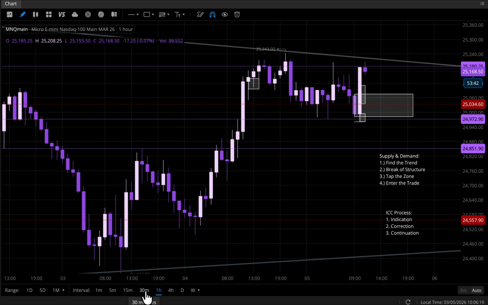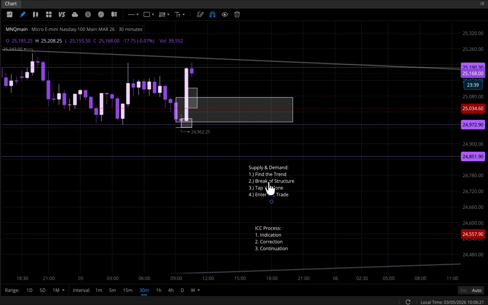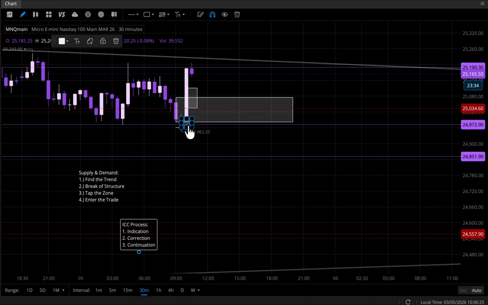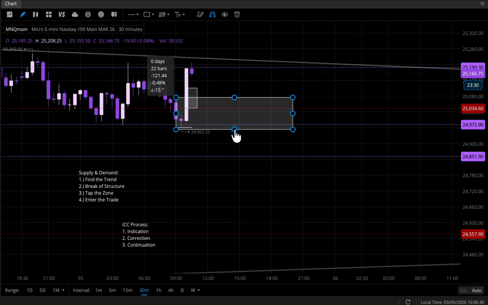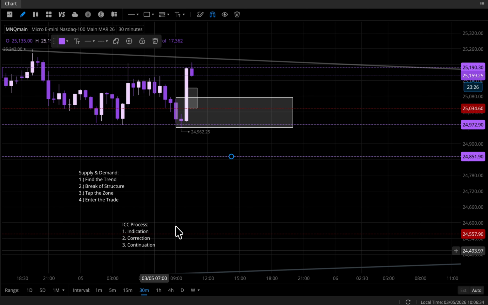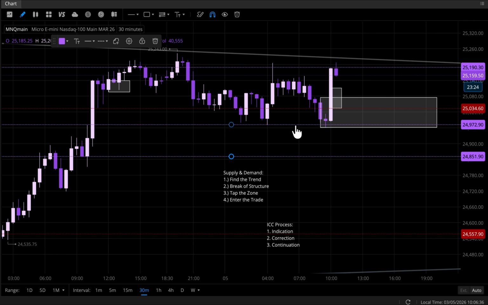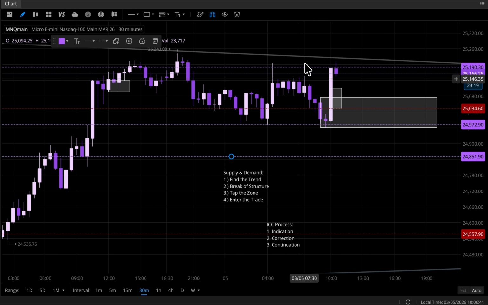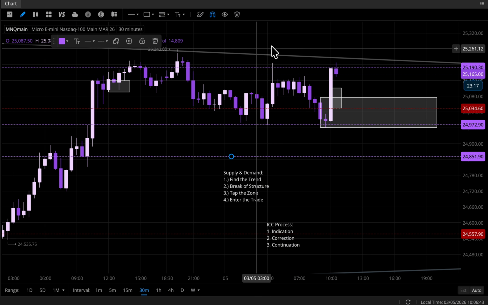Going to the 30. Okay, the zone is the same on the 30. Yeah, the zone is the same on the 30. Price would need to break this low if it wants to go lower, or it needs to break this high if it wants to go higher.